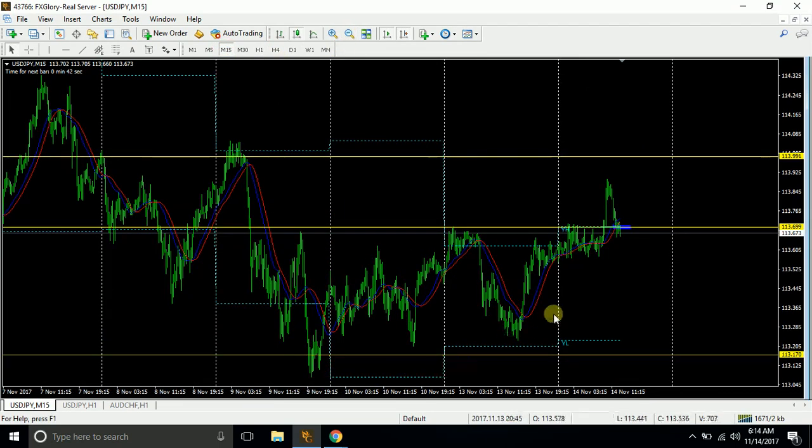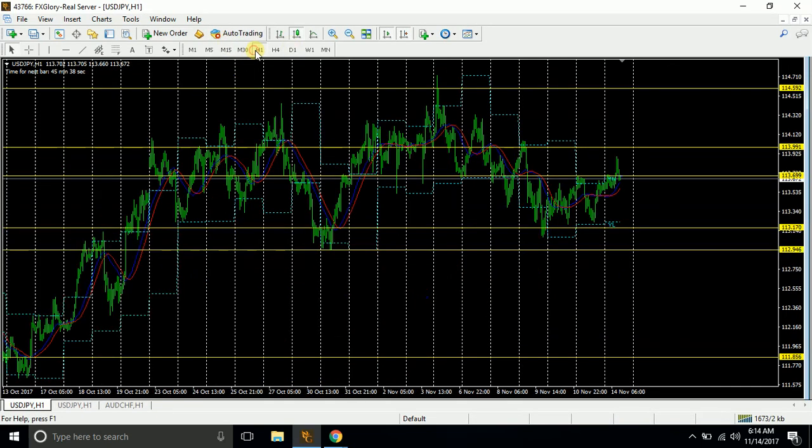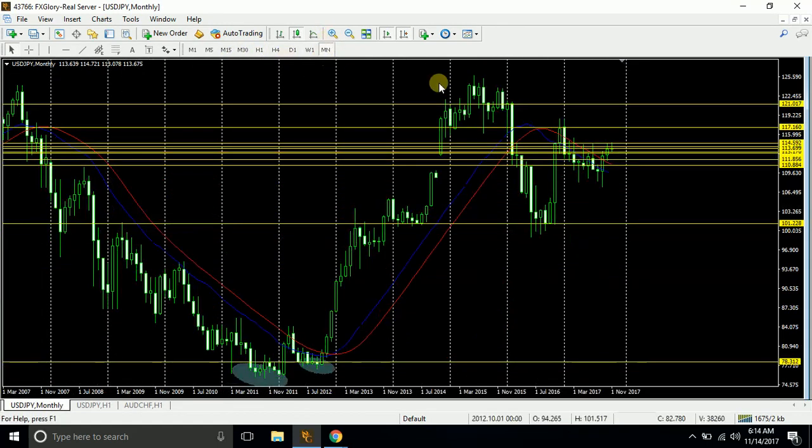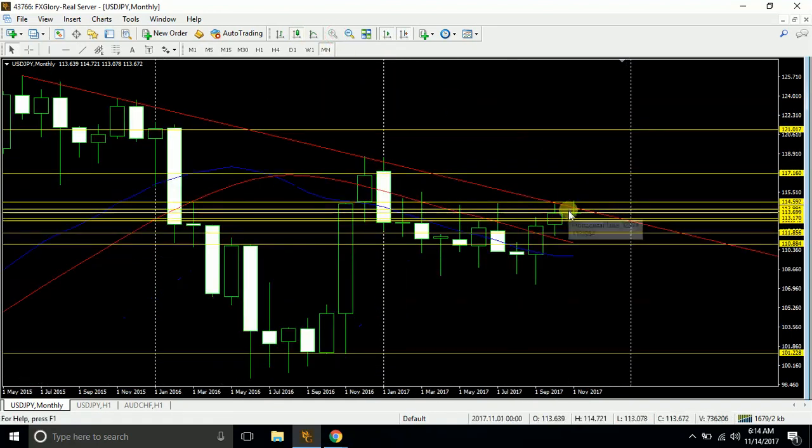All right, now we can do this here on the monthly. Come in here, and we can clearly see a high, low, and another high. So we can connect these two highs with a trend line. And if we look closely, we see that this month is bouncing off of the trend line now.